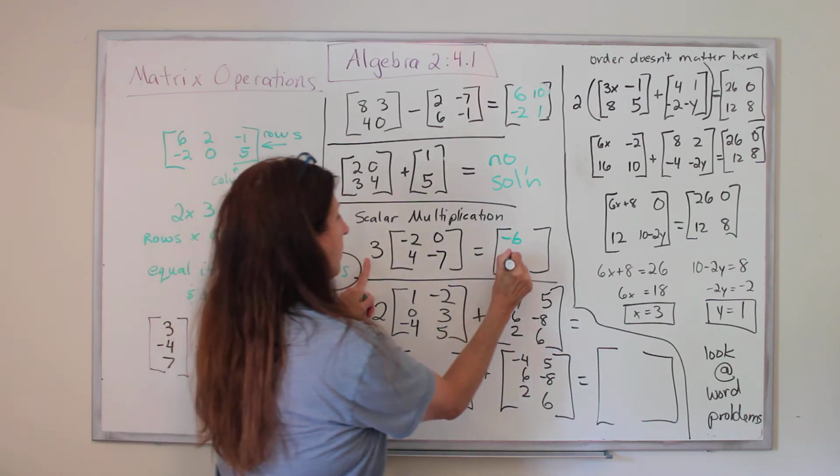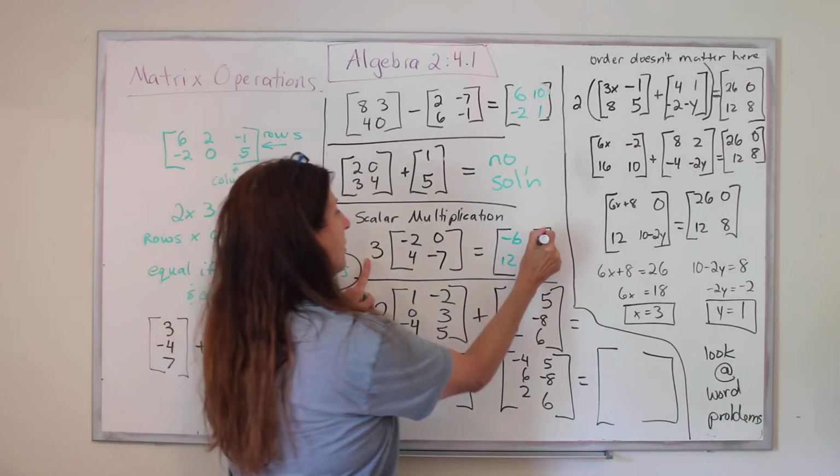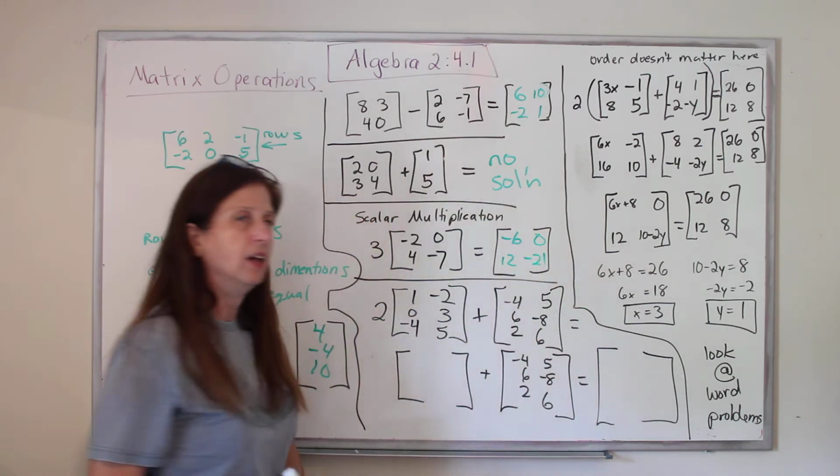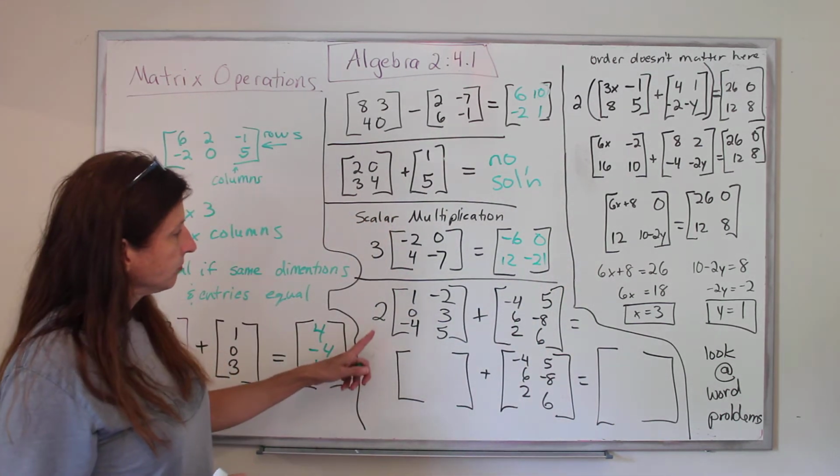3 times 4 is 12. 3 times 0 is 0. 3 times negative 7 is negative 21. See, that's easy too. How about this one?